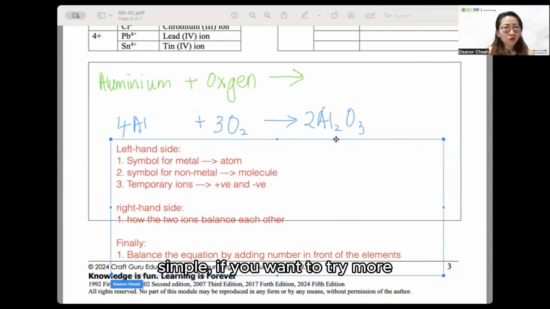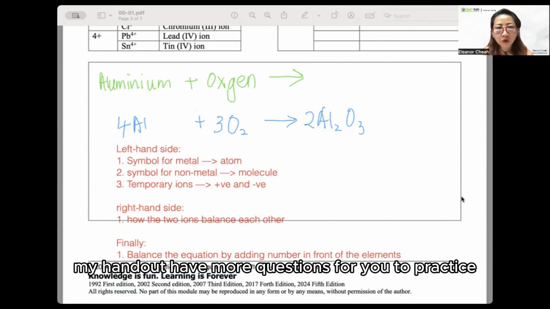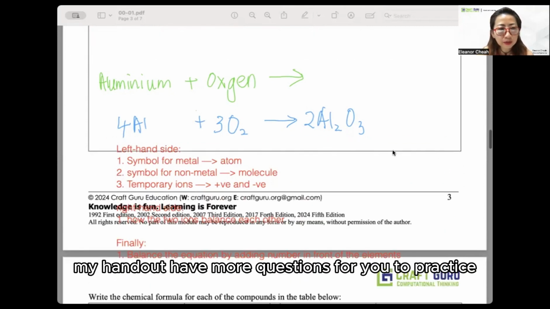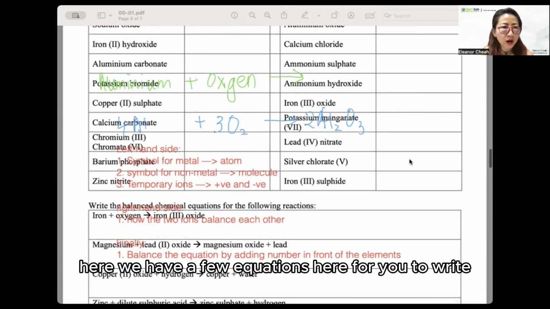Simple. If you want to try more, my handout has more questions for you to practice. Here we have a few equations for you to write.